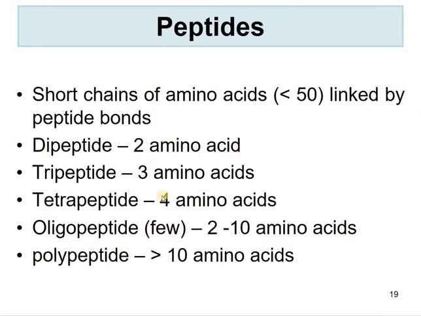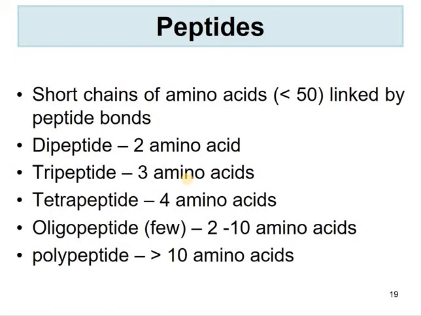And then, we already mentioned that when the amino acids join together, they form what we call peptides. The peptides that form depend, obviously, on how many of those amino acids are joined together. Short chains of amino acids, fewer than 50, are known as peptides.